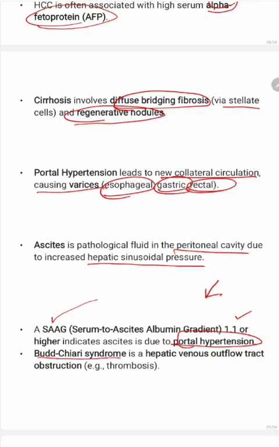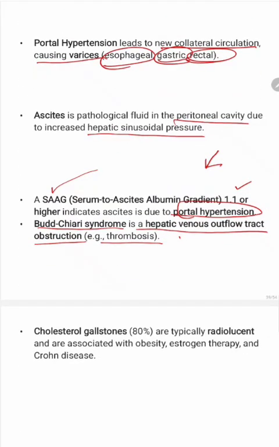Now, Budd-Chiari syndrome is a hepatic venous outflow tract obstruction due to thrombosis. It is also seen in polycythemia vera. Cholesterol gallstones are the most common gallstones, and these are typically radiolucent and are associated with obesity, estrogen therapy, and Crohn disease. We have a mnemonic for gallstones: fatty, 40, female, fertile.